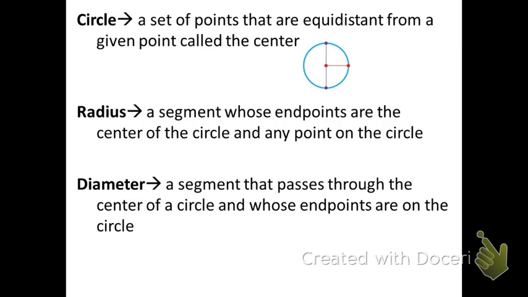The diameter is a segment whose endpoints are on the circle, and it has to pass through the center. So again, we could have multiple lengths that are the diameter, and they're all the same as long as the endpoints are on the circle and it passes through the center.